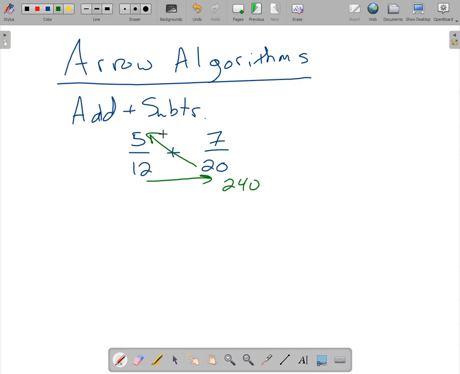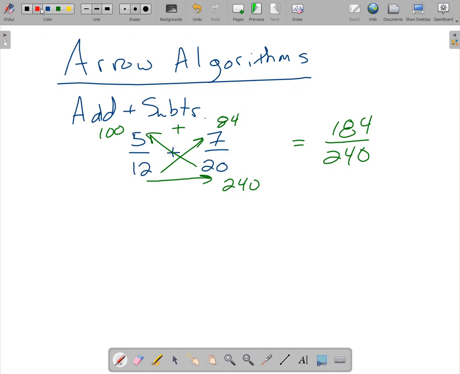And then cross multiply 20 times 5. Cross multiply 12 times 7. And if you're adding, add. If you're subtracting, subtract. But that's the arrow algorithm. So according to the arrow algorithm, the answer here should be 184 out of 240. Works really fast. You may have to reduce after. Sometimes you do, sometimes you don't. If I use the LCD algorithm, might I not have to reduce? You still might have to reduce even with the LCD algorithm. You just have a smaller denominator to reduce from.